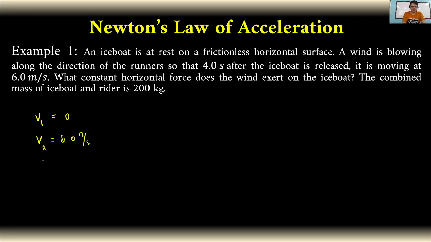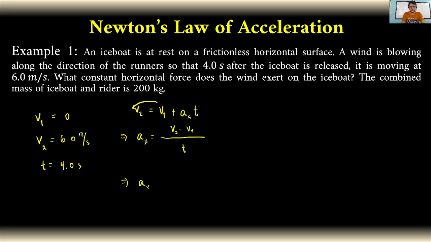After time t is equal to 4 seconds. So to solve the acceleration, we can use the kinematics equation, which says that V2, or the final speed, is equal to V1, which is the initial speed, plus the acceleration with respect to the x-axis times time. So we can directly solve for the acceleration: we transpose this one to the other side and then divide both sides by t. So we have V2 minus V1 over t.